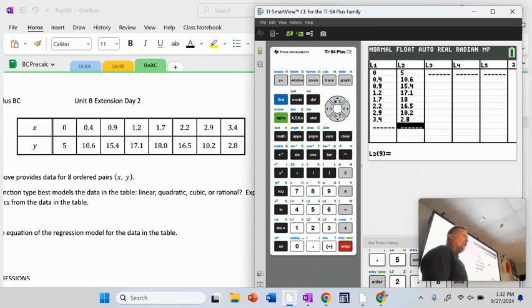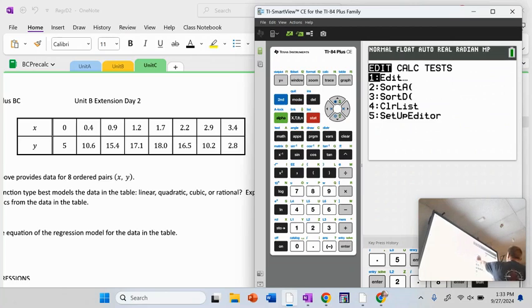So is that linear? Do you think that's going to be a linear scenario? No. What kind of data goes like this? Goes up and then down. Parabola, quadratic. But now I'm going to show you something which is going to throw a monkey wrench into the whole thing. Okay? We are going to do a stat calculate, but hold on.